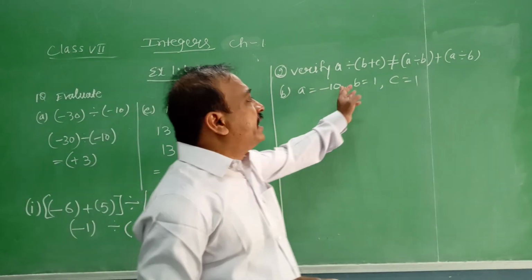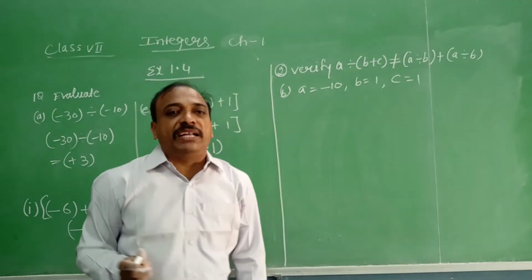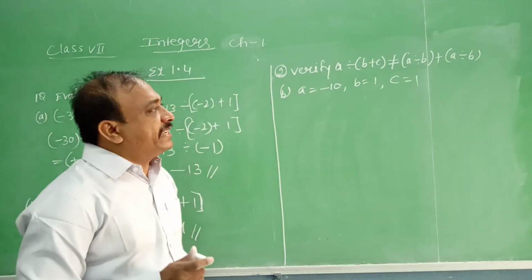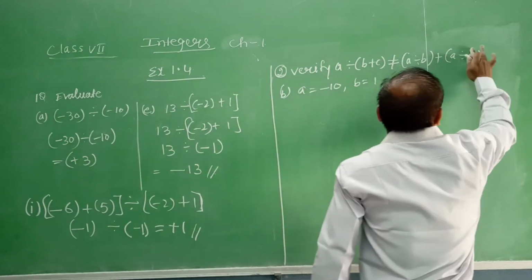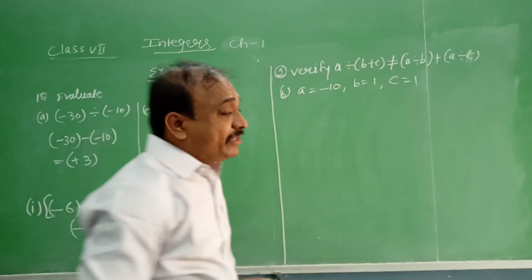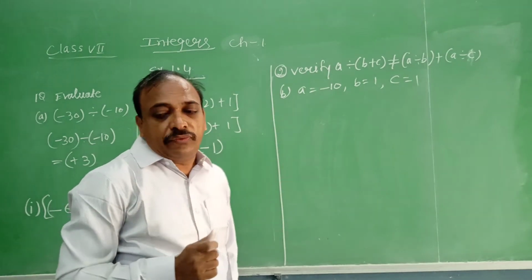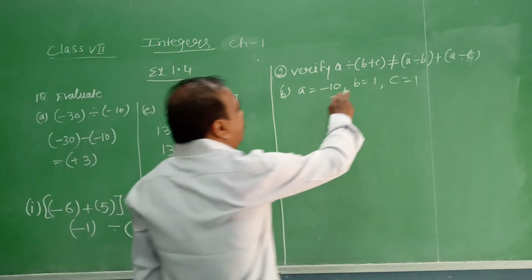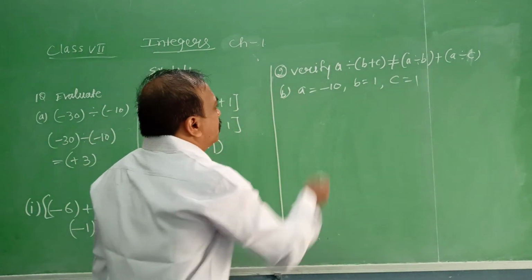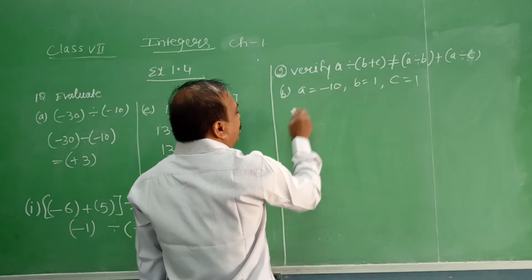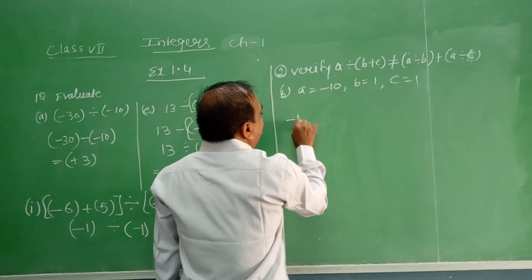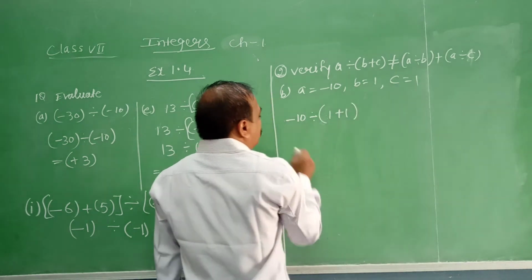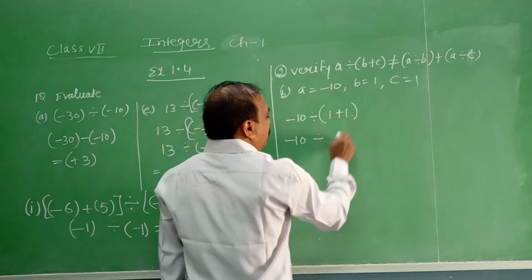Now verify that A divided by (B plus C) is not equal to A divided by B plus A divided by C. Question number 2: whether it is not equal to, he is asking. So here the A value is minus 10, B value is 1, C is 1. So A divided by (B plus C): we have minus 10 divided by (1 plus 1), so minus 10 divided by 2.